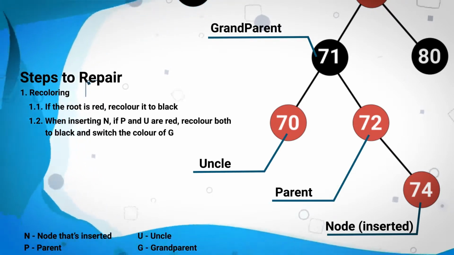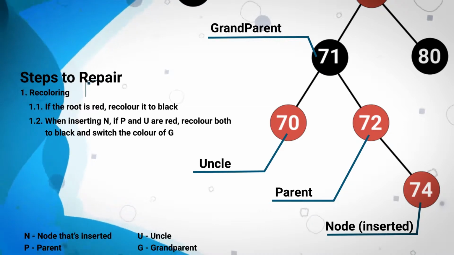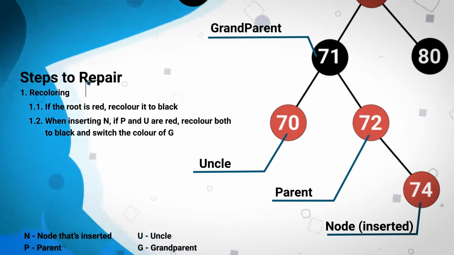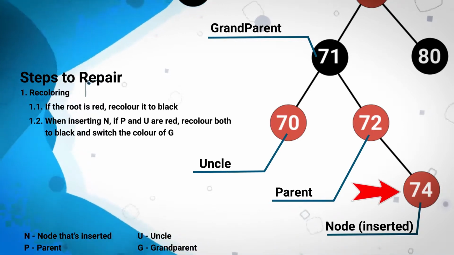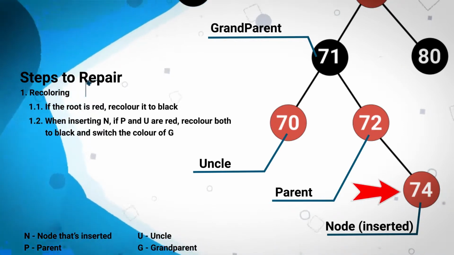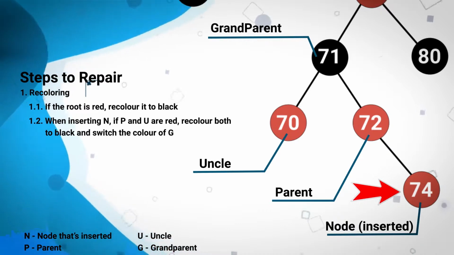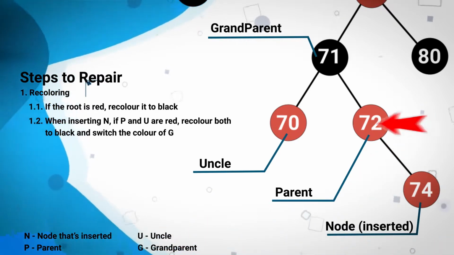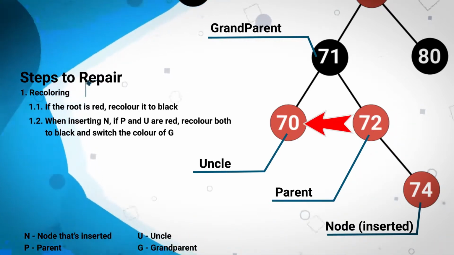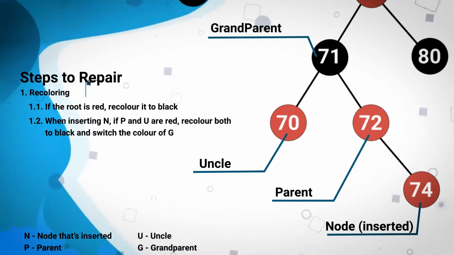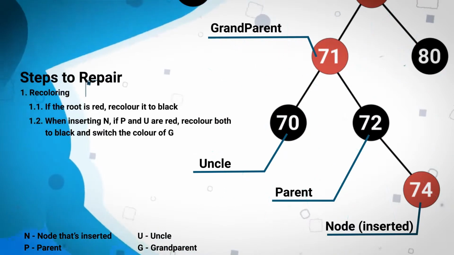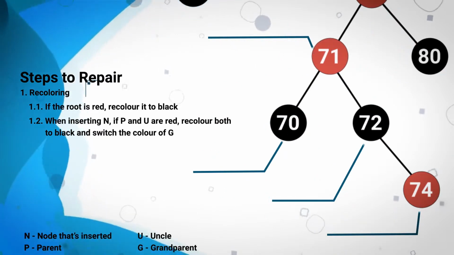Second, while inserting a node, if we observe that the parent and the uncle, who is the sibling of the parent, are both red, then we can convert them to black and switch the color of the grandparent. In our example, we have just inserted a node 74. Remember that whenever we insert a new node, its initial color is always red. The parent 72 and uncle 70 of this node are both red. We will now recolor the parent and the uncle to black and switch the color of the grandparent node. This was the recoloring part.